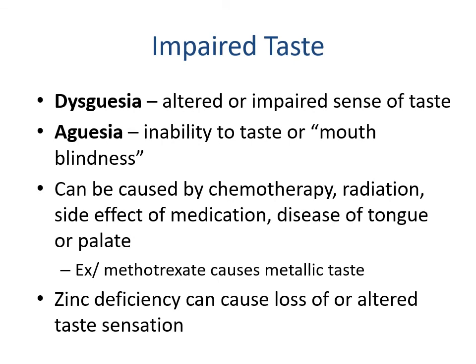Now, along with intake, we also take a look at taste. So with impaired taste, we have dysgeusia, an altered or impaired sense of taste, and ageusia, which is the inability to taste, or mouth blindness. Now, again, this can be caused by chemotherapy, radiation, a side effect of medication, or a disease of the tongue or palate. And so again, different medications will cause different tastes. We talked some about this in the food and drug nutrient interaction chapter. But again, just as a reminder, for example, drugs like methotrexate can cause a metallic taste. Zinc deficiency can also cause a loss or altered taste sensation.